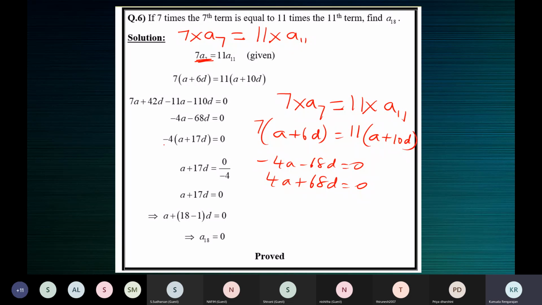Or you can take out minus 4 common. Then you get a plus 17d is equal to 0 by minus 4, so a plus 17d is equal to 0. 17 can be written as 18 minus 1. So a plus (18 minus 1) into d is equal to 0. That means the 18th term is 0. A plus 17d is the 18th term, and it is equal to 0. A18 is 0.